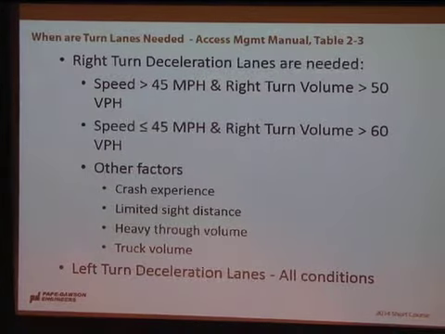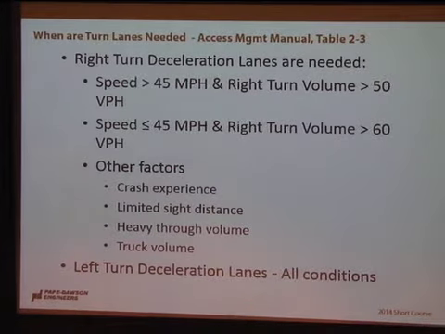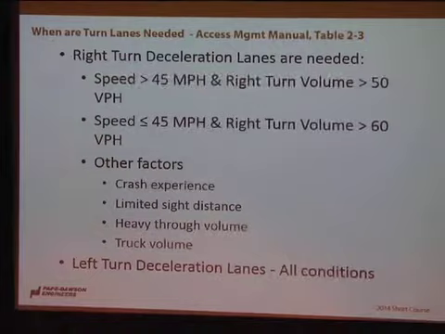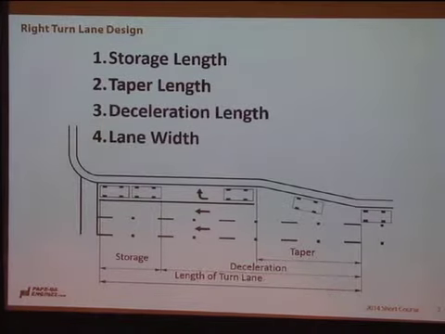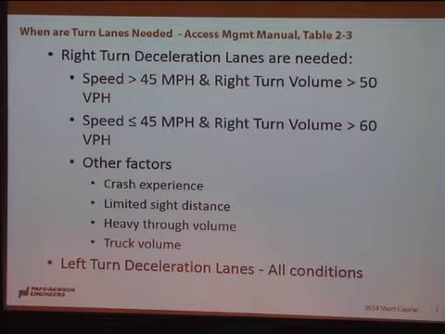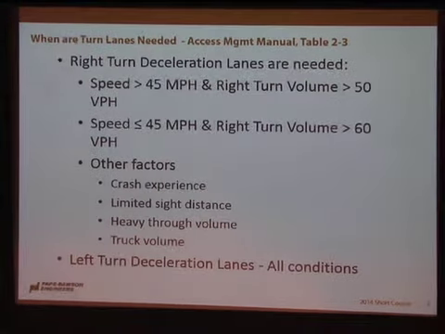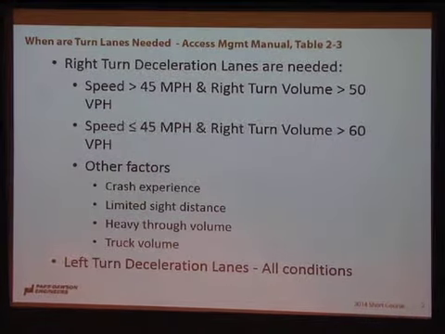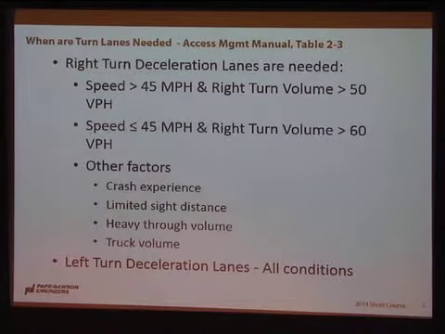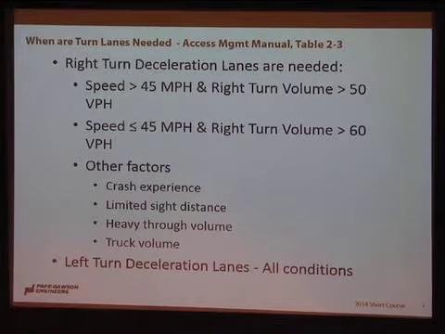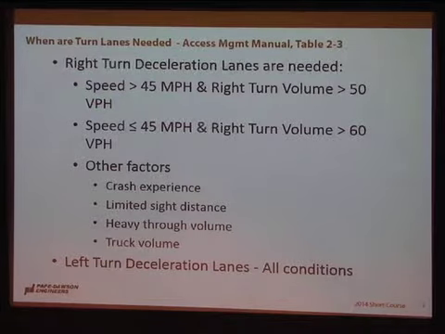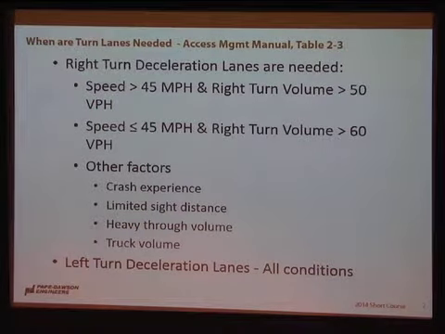Well, we need right turn lanes. We've got guidance in the Access Management Manual. You're probably all very familiar with that. For speeds of 45 miles an hour, if you have more than 50 vehicles turning right, we expect the private developer to install a turn lane. It also provides guidance as far as where we need to spend money to install particular turn lanes. For speeds less than 45, you can get down to 60 vehicles per hour.